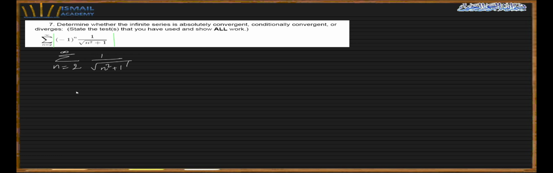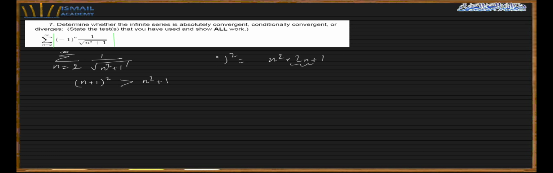Here I know that n plus 1 squared is greater than n squared plus 1, so we already know that. If people didn't see it, n plus 1 squared is the same thing as n squared plus 2n plus 1, so this means I have 2n extra, which is why this one is greater than this.